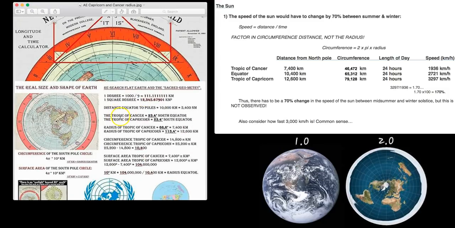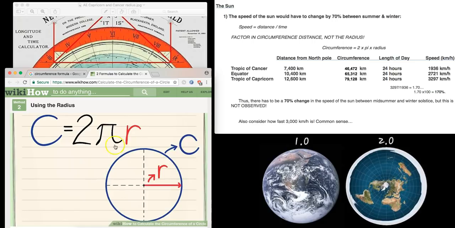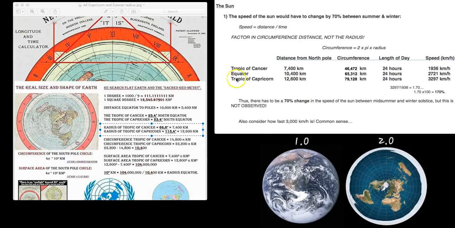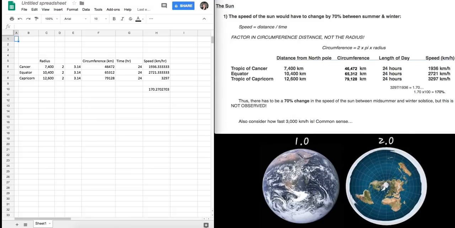But when we look at the numbers, we're given the circumferences, or the distance, what's called the radius of the Tropic of Capricorn and Tropic of Cancer right here. And using the formula for a circle, which is given right here, circumference of a circle is 2 pi times radius. So we have the radius of each of these lines, tropics, equator, and Capricorn. So we can find out the circumference just by some simple calculations. I did these in Excel for myself. Pretty straightforward. It's just radius times 2 times pi will give you circumference, and then you have the formula for speed. Speed equals distance divided by time.